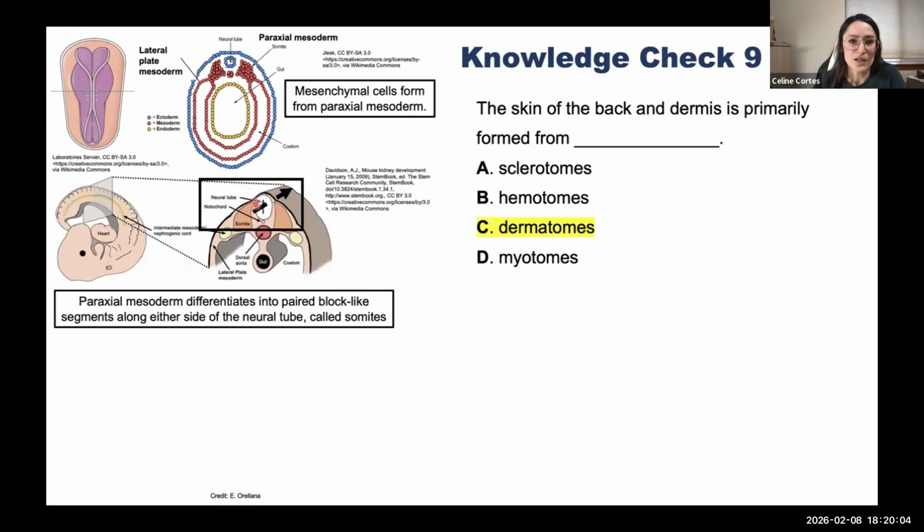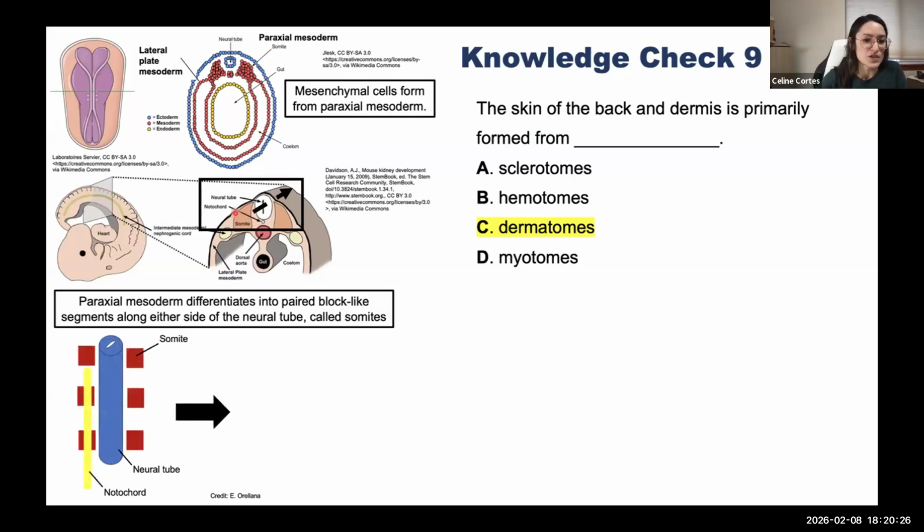Then this is talking about further differentiation down here. Paraxial mesoderm is a cluster of mesoderm that shows up by the neural tube, and that paraxial mesoderm then differentiates into segments called somites. We can see a somite in this image right here. This is a little schematic that a previous instructor created, which I'm very grateful for. Here we can see the somites, these blocks of mesoderm adjacent to the neural tube.